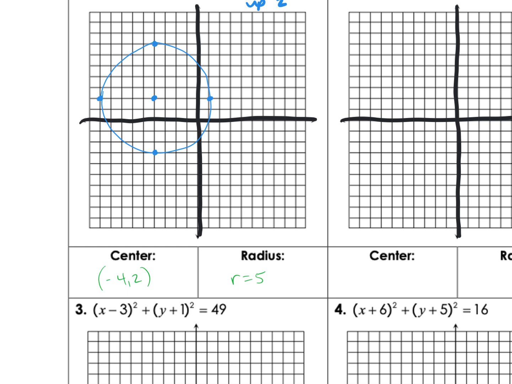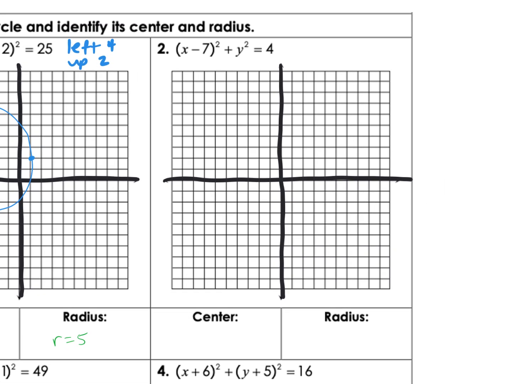I'm just making sure. All right, going to number 2. Where is my center? Which direction do I go for x minus 7? Right 7. If there is nothing with y squared, then I'm not going anywhere. Therefore, it's 0. So my center is at (7, 0). And my radius is 2, the square root of 4. This is so easy. And so I go up 2, down 2, left 2, right 2, and draw a circle-ish looking shape.